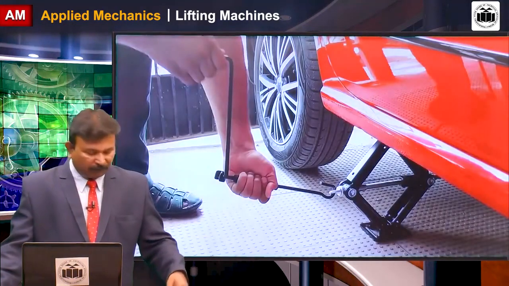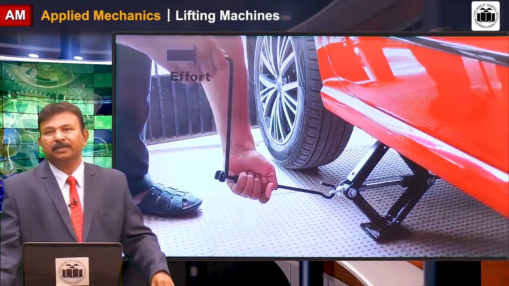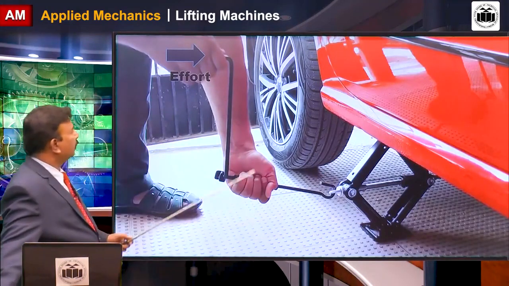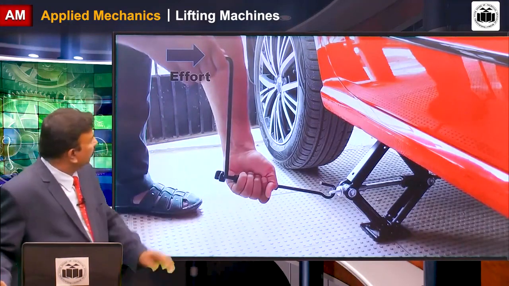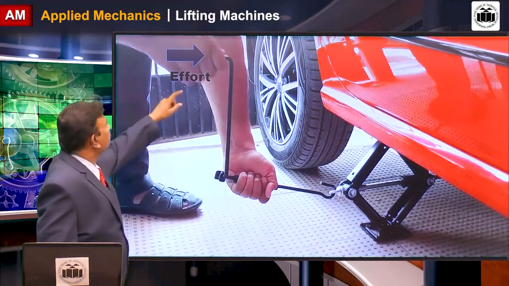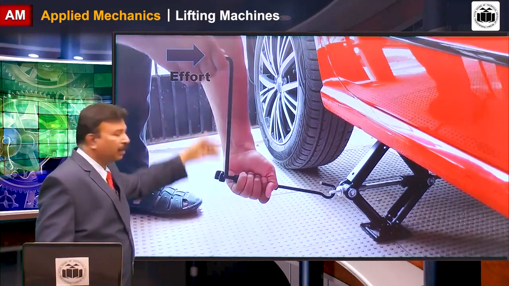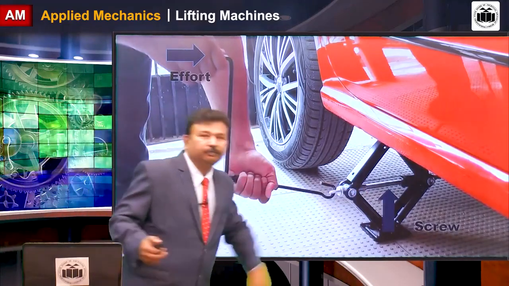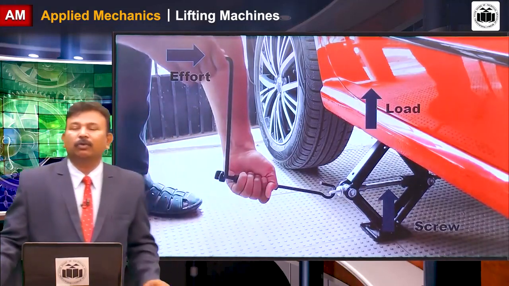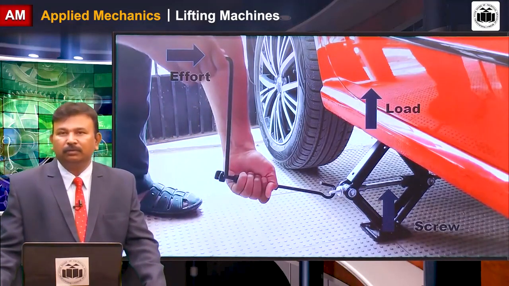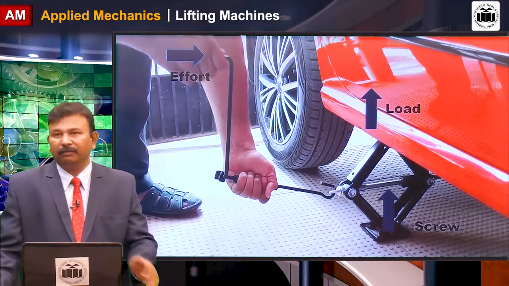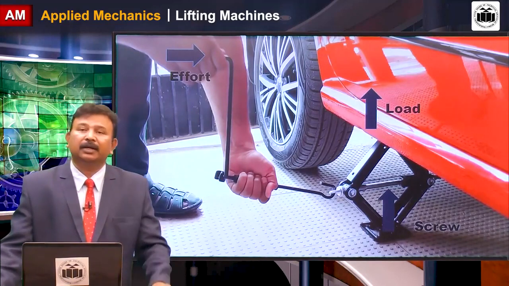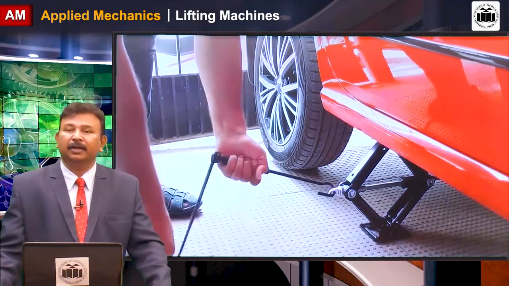Now, the practical application of a simple screw jack we can understand by this example. We can note here a person is lifting the car, he is applying effort with the help of a lever. Also we can note a screw. Also we can note a load, that is the load of the car which we are lifting with the help of the screw jack. Now we can understand this by a demo.